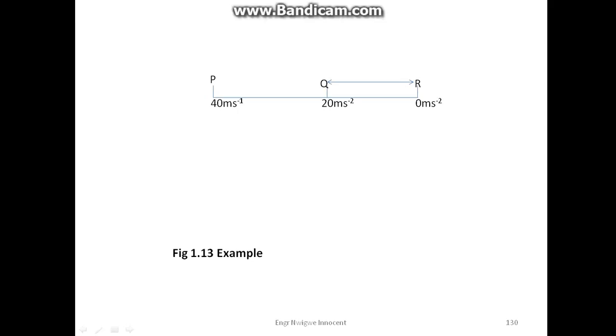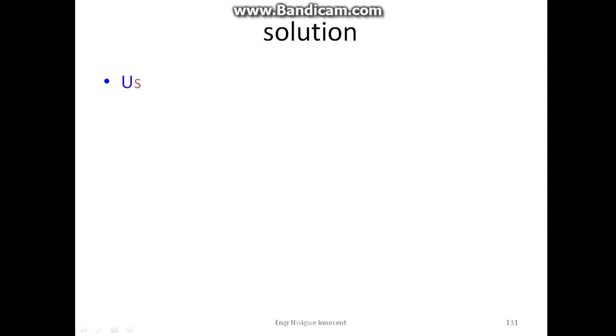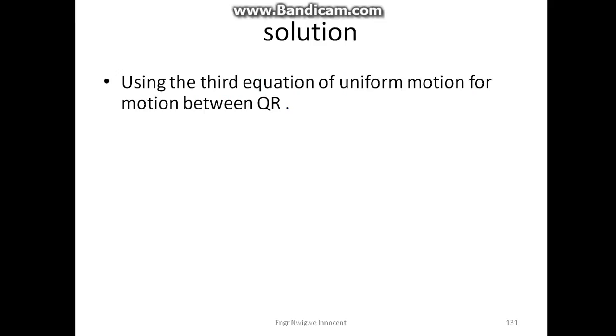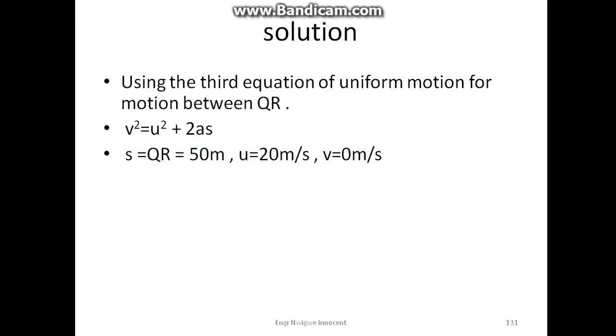Solution. Using the third equation of uniform motion for motion between QR, v squared is equal to u squared plus 2ax. s is equal to QR, which is equal to 50 meters. u is equal to 20 meters per second. v is equal to 0. Substituting the values, we now have 0 squared is equal to 20 squared plus 2 times a times 50. 0 is equal to 400 plus 100a.